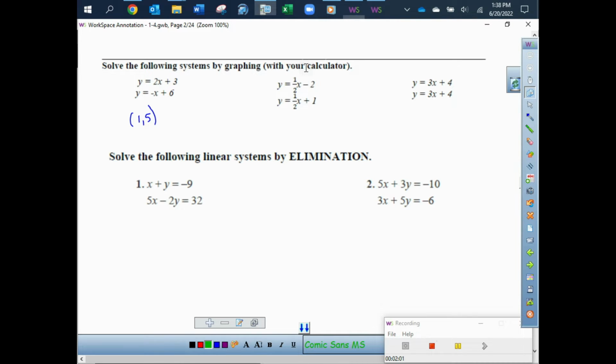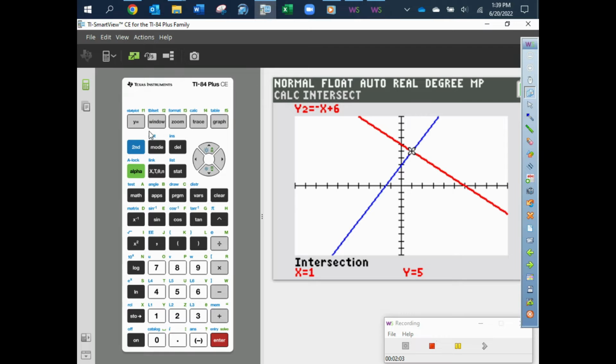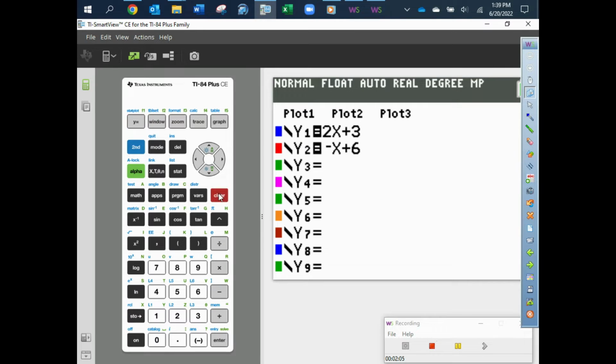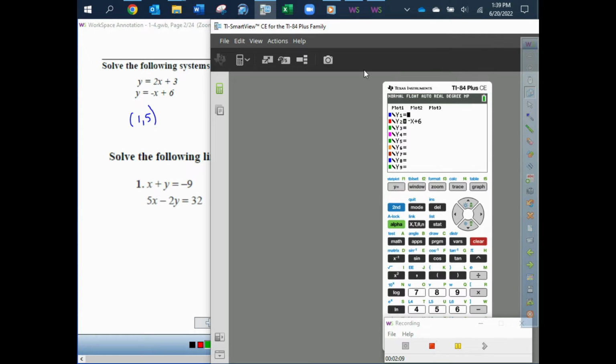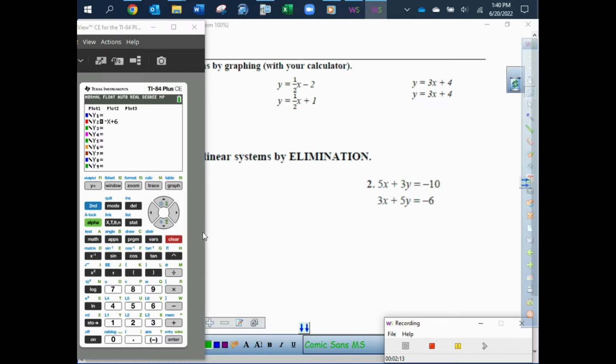Let's try another one. We're going to graph these with our calculator. So I'm going to go back to y equals. We'll clear this stuff out. That didn't shrink it. Shrink it a little bit. So finally I got it all shrunk up.